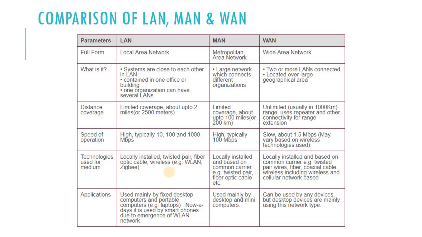The application of a LAN is mainly by fixed desktop computers and portable computers. Nowadays it is used in smartphones due to the emergence of VLAN networks, which we'll learn in the next session. A MAN is used mainly by desktop and mini computers, and a WAN can be used by any devices, but desktop devices mainly use these types of networks. So this is the comparison of LAN, MAN and WAN.